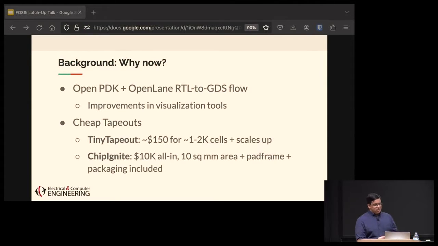The other thing is the access to cheap and easy tapeouts, such as Matt Venn's Tiny Tapeout program, which I think there's talk about later. But the general idea is that for 150 bucks, you can get a few thousand cells worth of space on a shared multi-project chip and scale up from there, including getting silicon back. And then Chip Ignite, which is eFabless's program, where for 10K you can get a full chip worth of area, and that includes packaging, fabrication, and all of that. Having access to this means that we can build a course around it and allow students to have this tape-out opportunity at a very reasonable scale.